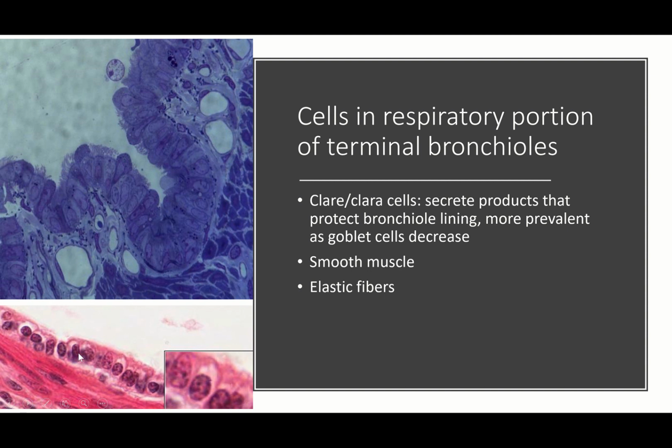So these are those Clara cells right here, and they're really fat and bubbly. There's a bunch of Clara cells. And that's just trying to protect, because now we're getting to the respiratory portion where everything's really thin and delicate, right? And we're trying to preserve everything. So that's what those Clara cells are doing. They're trying to protect the bronchial lining. We've also got smooth muscle here, and we've got elastic fibers connecting that epithelium down.